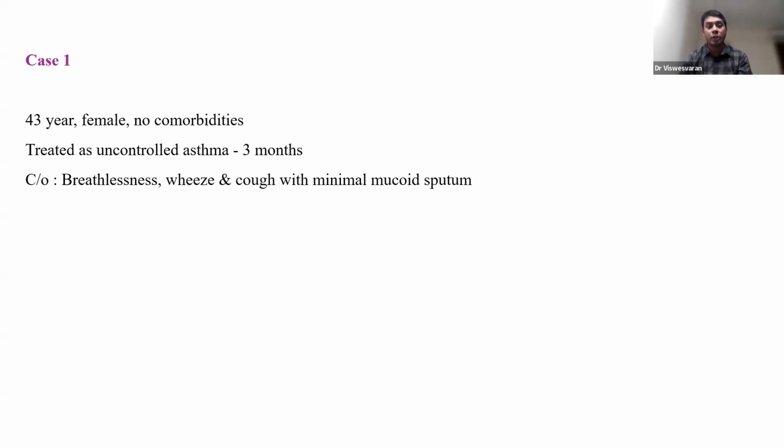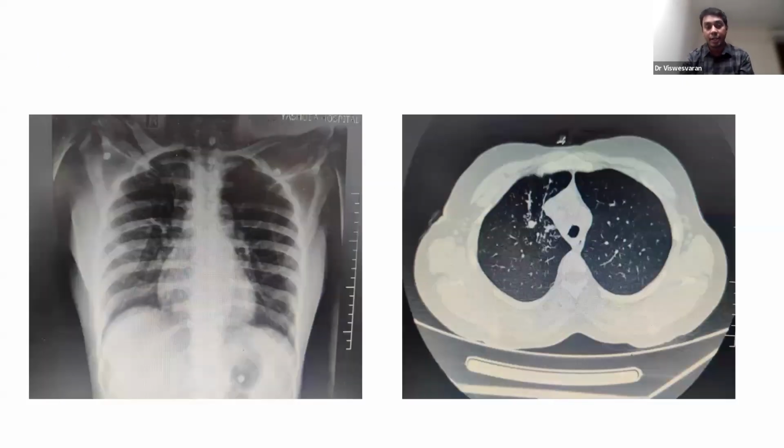For example, this patient was a 43-year-old female with no comorbidities. She was treated as a case of uncontrolled asthma. Later she came with complaints of breathlessness, cough, and minimal sputum. You get an X-ray here, and you get a CT chest. The CT chest is classically suggestive of right upper lobe centrilobular nodules, or tree-in-bud nodules. Sputum came out positive for tuberculosis.